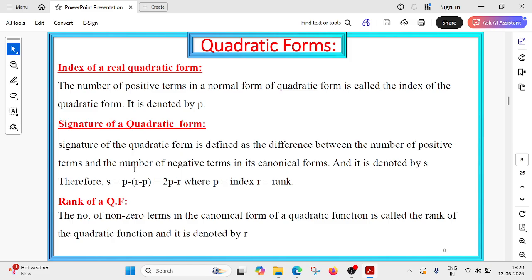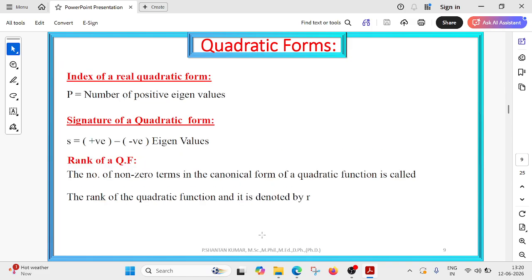Next, signature of the quadratic form. The signature is defined as the difference between the number of positive terms and the number of negative terms in its canonical form, and is denoted by S, where S = P - (R - P), that is, index minus (R minus P). We get S = 2P - R, where P is the index and R is the rank. Now, finally, the rank of a quadratic form: the number of non-zero terms in the canonical form of a quadratic function is called the rank of the quadratic function, and it is denoted by R.